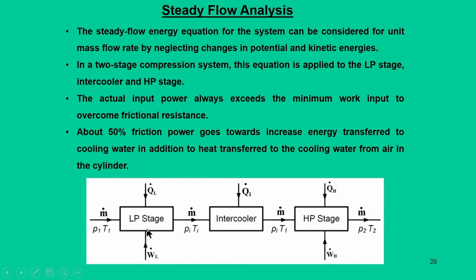So, we can see that WL is the work added for a given mass flow rate of air at condition P1, T1. In the LP stage, heat and work are added, and finally when the gas goes out of the LP stage, it has the same mass flow but a different pressure Pi and temperature Ti. Then it goes to an intercooler, where there is no addition of work, rather there is a saving of work. There is no change in the pressure, so it remains Pi, but the temperature drops to T1 again.